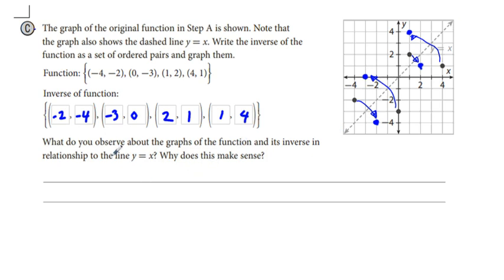What do you observe about the line? The points reflect about the line y equals x. Okay, so so far we've noticed that x's and y's switch places, and also the points reflect about the line y equals x. Okay, next.